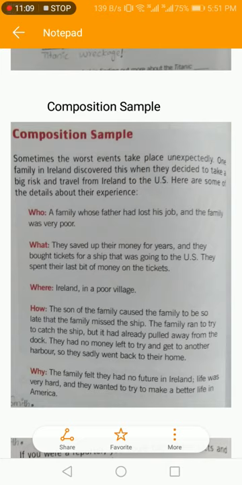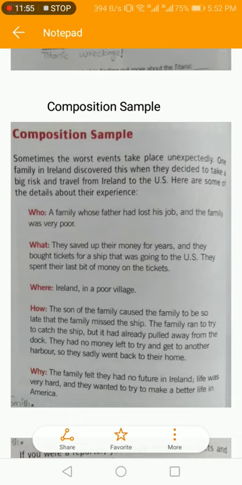So they wanted to go there and they saved up their money for a year and they bought tickets for a ship that was going to the US, and they spent all their money on the tickets. But unfortunately the son of the family caused the family to be late and the family missed the ship. They ran and tried hard to catch the ship, but it had already pulled away from their place, so they had no money left to get to another harbor, so they sadly went back to their home.